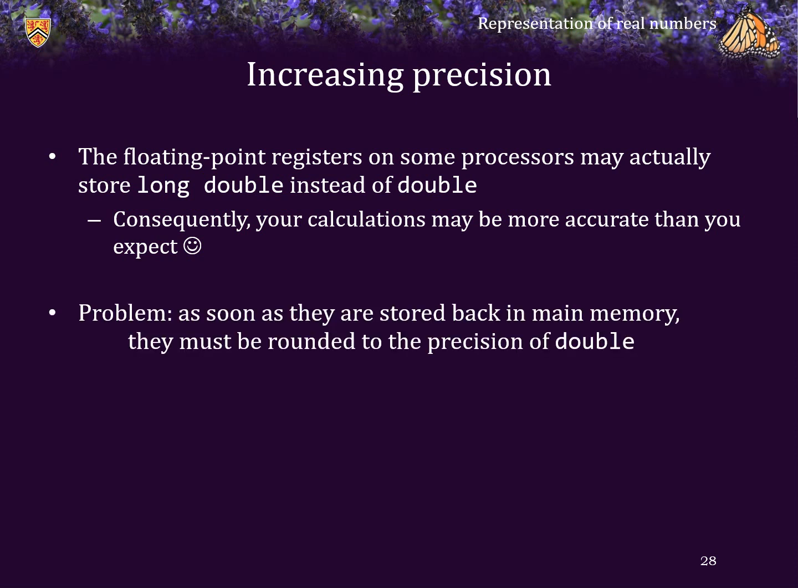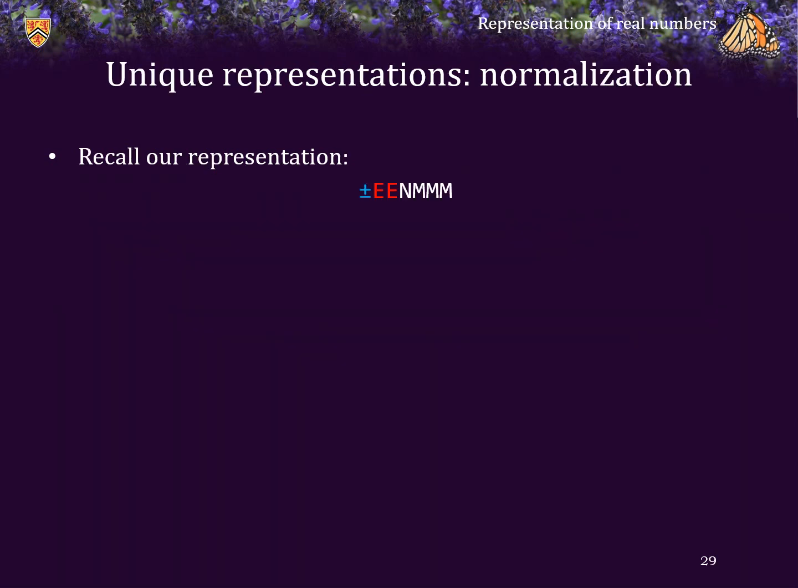Now, the issue, however, is as soon as you store it back on the stack, it must be converted back to the precision of a double. So once again, it's up to the compiler to optimize the implementation of any such algorithms to ensure that floating point computations occur entirely within the floating point unit. But that also is significantly beyond the scope of this course. Now let's go back to our representation.